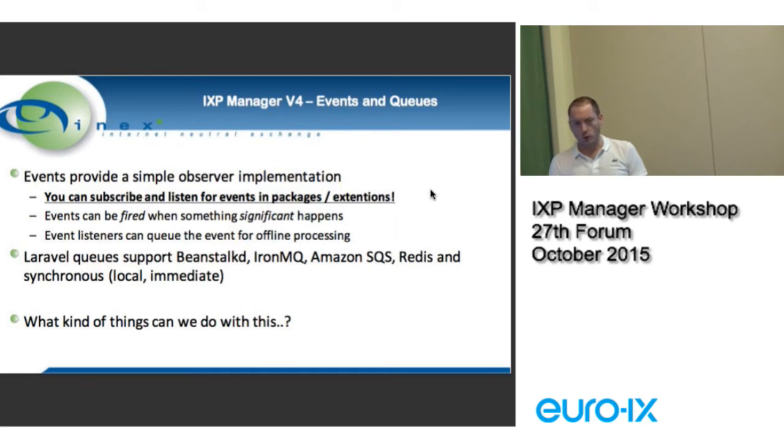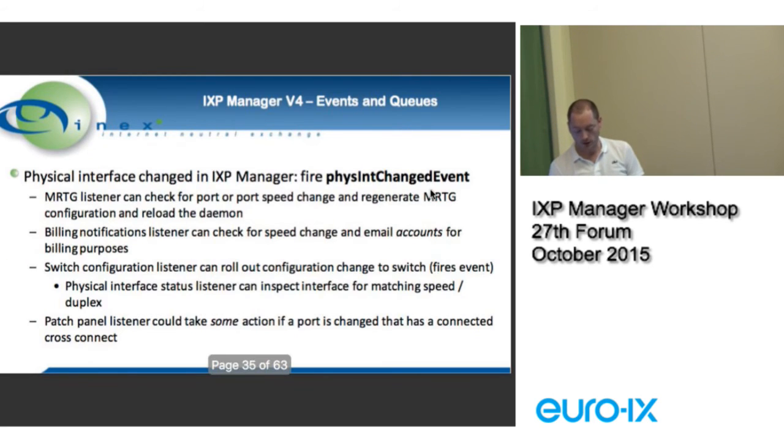So with queues and events, what can we do with this? Well, this is where we get into kind of interesting stuff in terms of provisioning. Let's say I go onto the IXP Manager and I change the physical interface in some way. I change the port, I change the speed. Something we do every day, and then we just go do a lot of manual tasks. But what I can do now is fire some event, like a physical interface changed event, with the old and the new data.